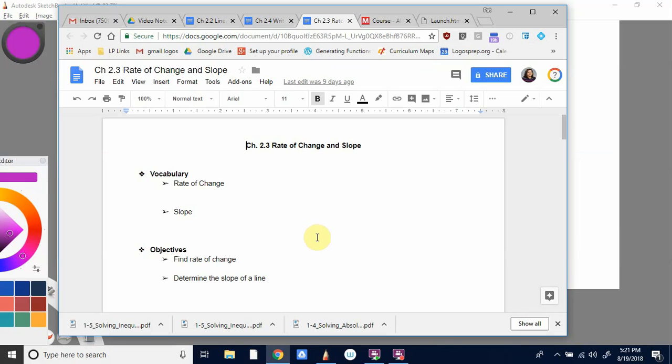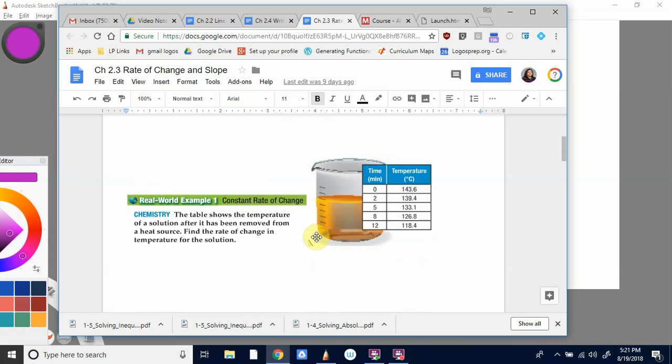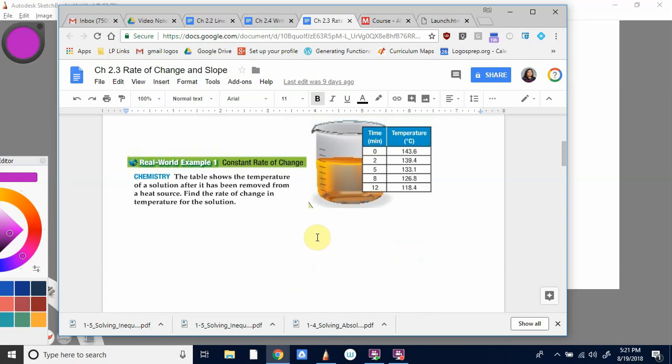So rate of change, what is the definition? It's a ratio that compares how much one quantity changes on average relative to the change in another quantity. All right, so let's look at our real world example here. Real world example, constant rate of change. The table shows the temperature of a solution after it has been removed from a heat source. Find the rate of change in temperature for the solution.